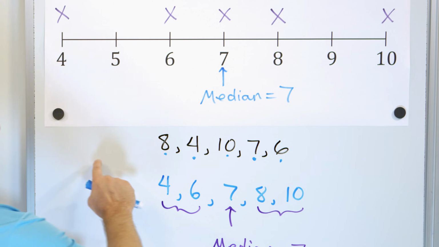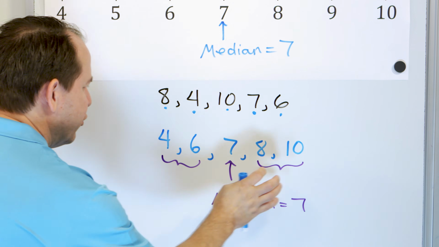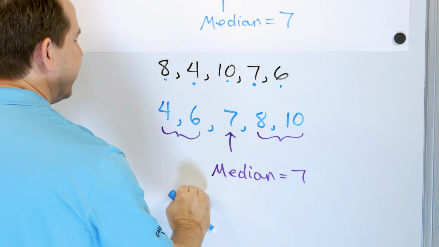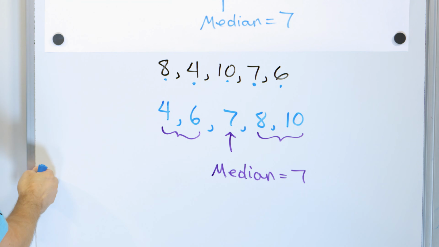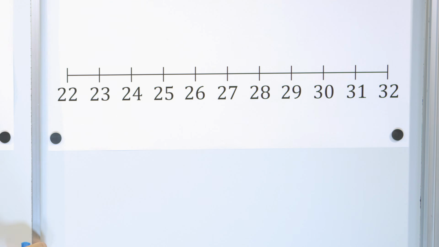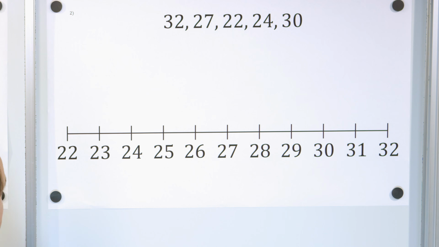All right, so we line the data up, we group two over here to identify the center, and that center is called the median. All right? It's just another way of finding the center of a data set. Now let's take a look at the following. These will go faster now that we know what we're doing.